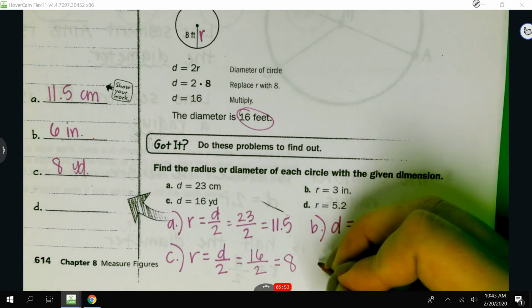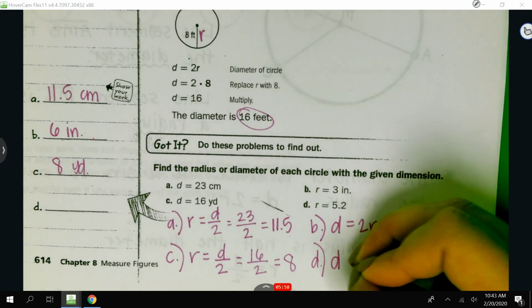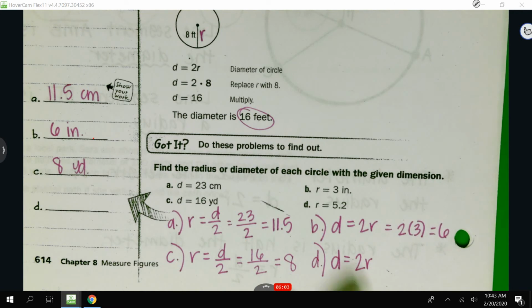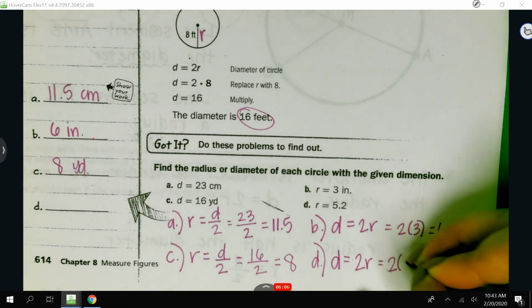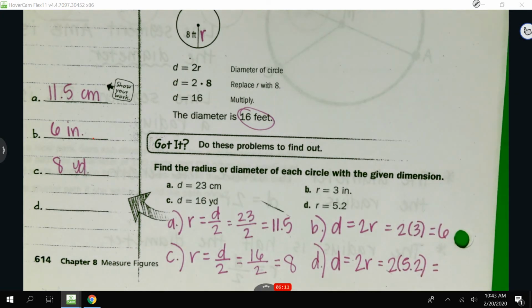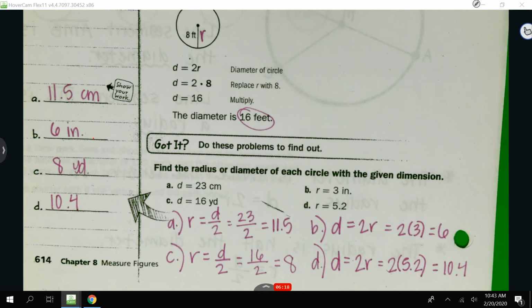And then in D, they gave me the radius, so what do I need to find? You need to find the diameter, so D equals 2R. R is 5.2, so you're multiplying that by 2, and what do you get? 10.4. So your diameter in this case is just 10.4 because they did not give you any units. Questions on finding the radius or the diameter? We good?